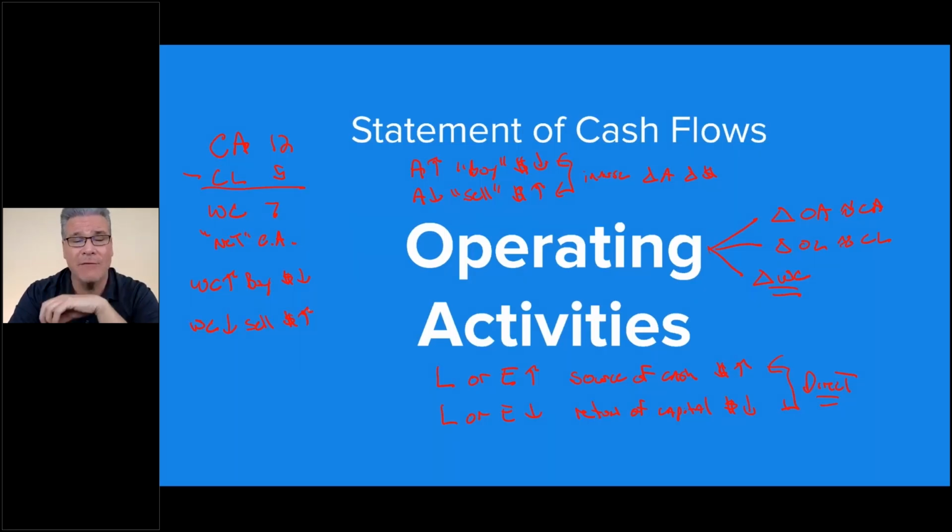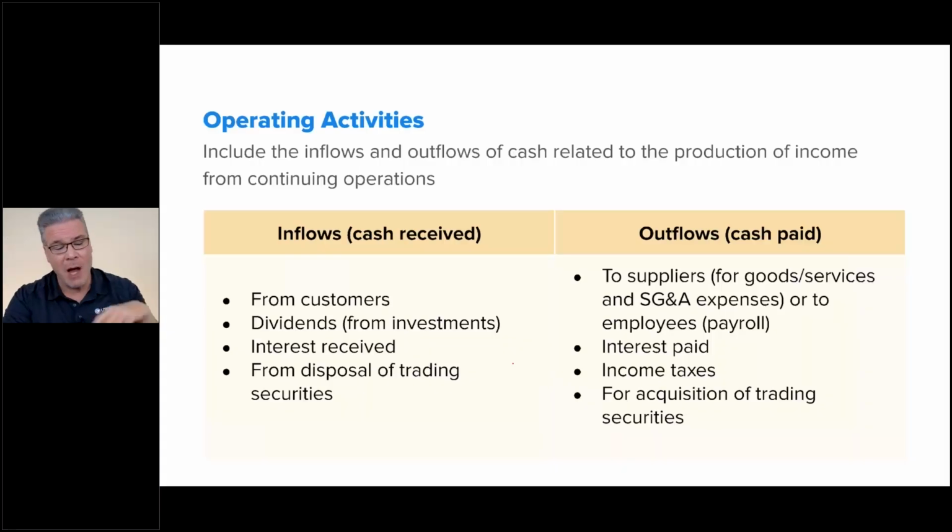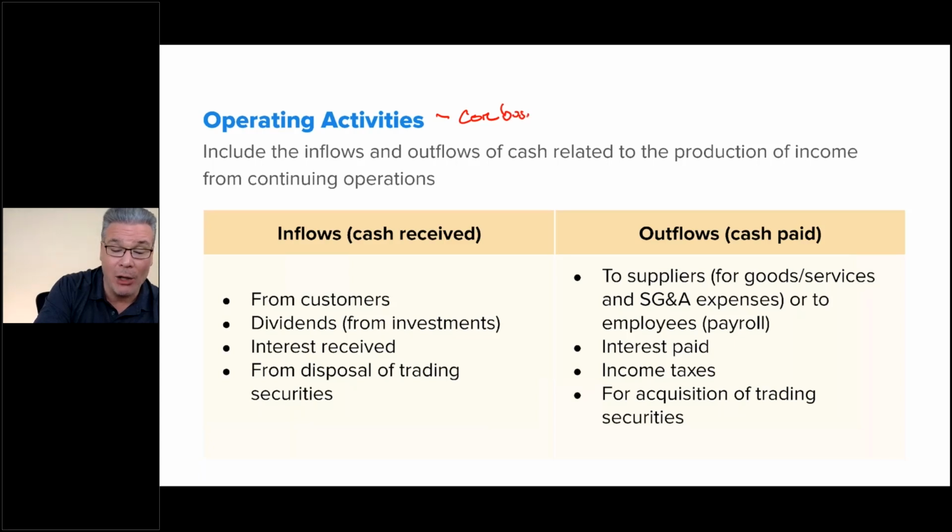What's the operating activities used for in the real world? Value, baby. At the end of the day, if you can't generate cash from your core business, you're going to be out of business. All right. Now, when we look at our operating activities, what we do all day, every day, our core business, where should we get the bulk of our cash from? Customers.